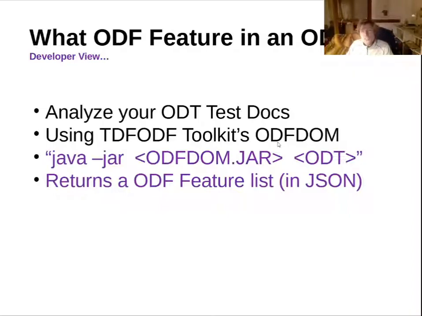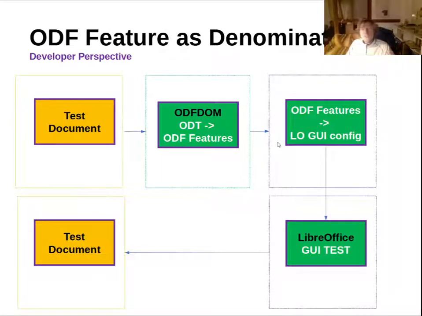So what can we do with this? Think about it. Think we have a test document, we map this ODT to the ODF features, and we want to do a GUI test. And this GUI test needs some GUI config. And now we have a mapper that is actually missing here, that we need: some mapping from the ODF features to the GUI config. And if we would have this, we can throw in a test document and it would be recreated by GUI in LibreOffice and saved back. That would be very, very cool.